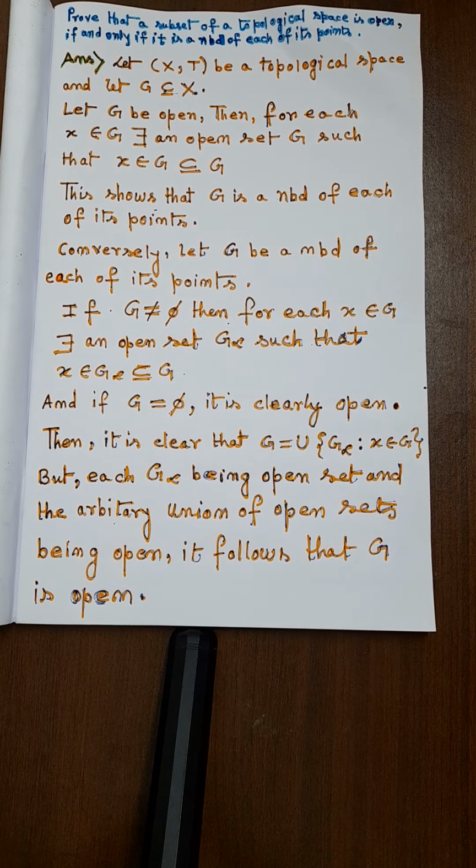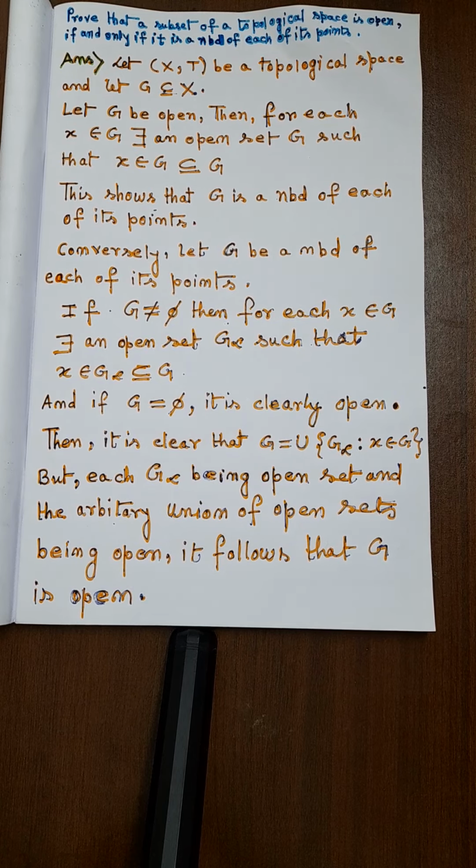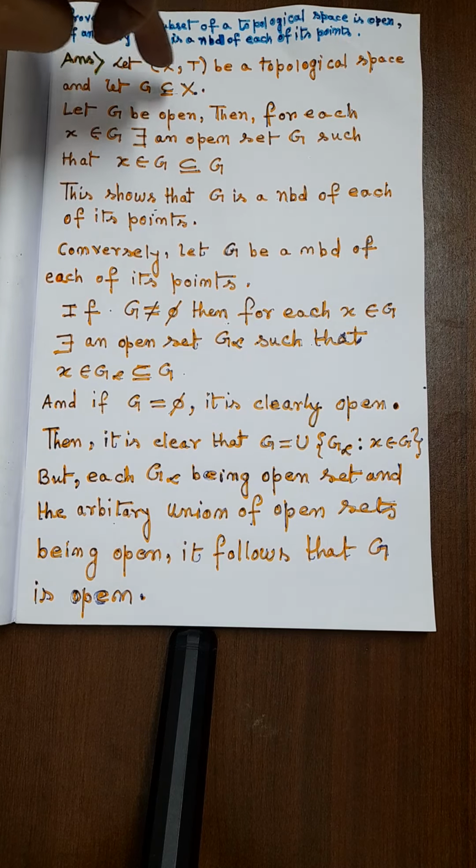So, the answer: let (X, T) be a topological space and let G be an open set that belongs to X, that is, a subset of X.